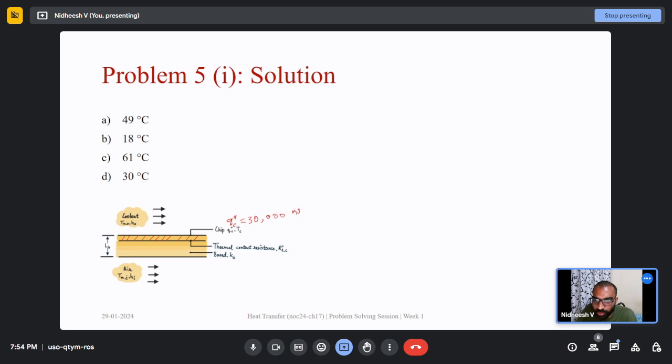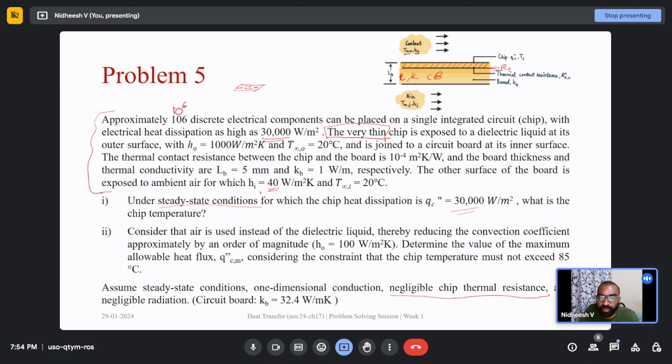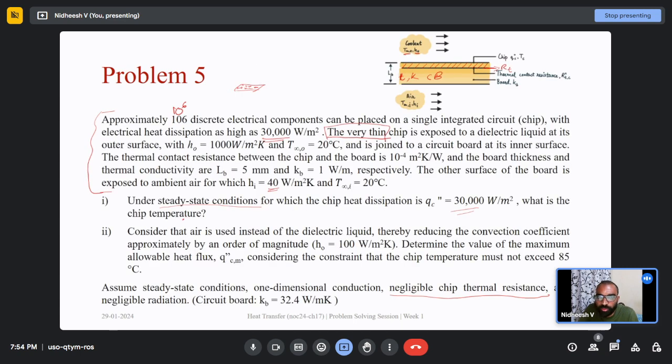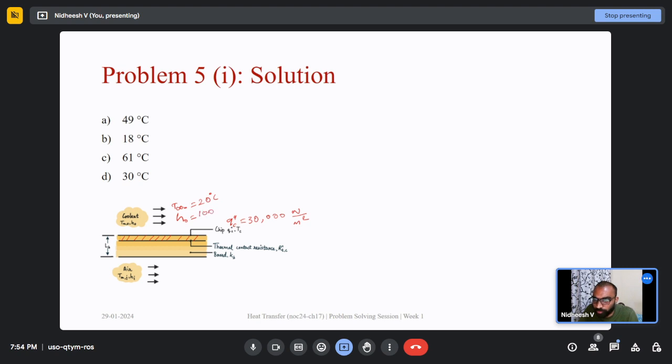30,000 watt per meter square, and our purpose is to take away this heat. For that, a coolant is being passed on top of the chip, which has a temperature T infinity 0 of 20 degrees Celsius and H0 of 1000 watt per meter square Kelvin. We are passing this coolant with these properties to take away the heat from this chip.